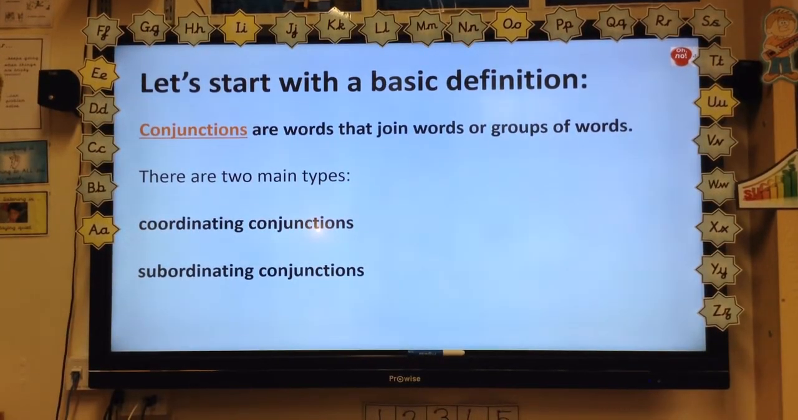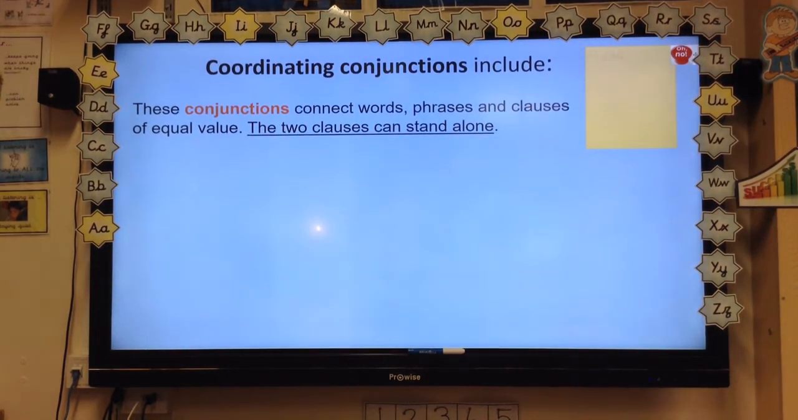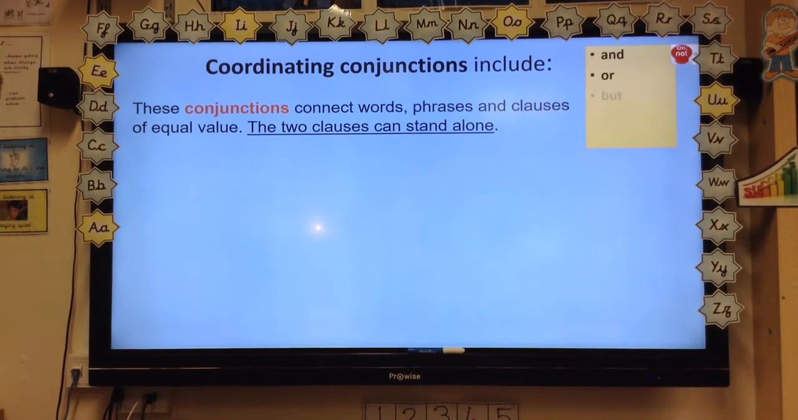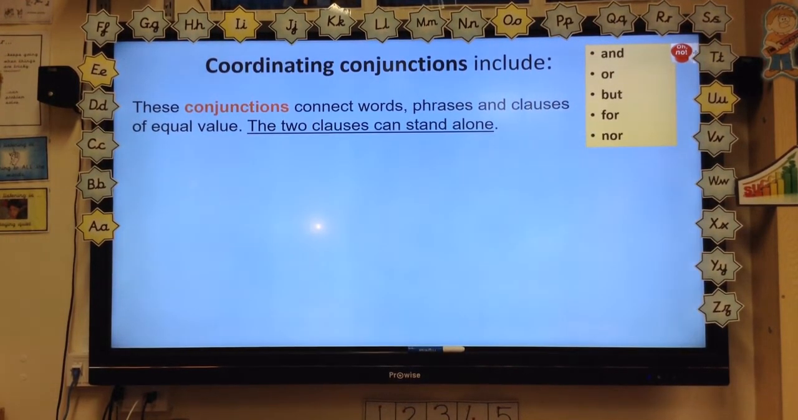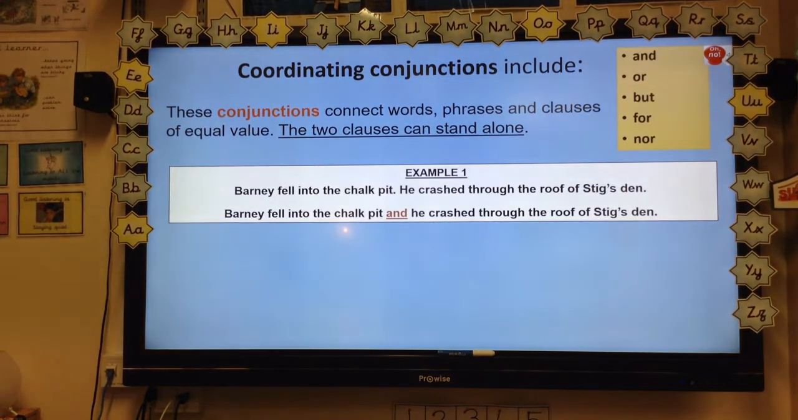Let's recap both types. Coordinating conjunctions include and, or, but, for and nor. These conjunctions connect words, phrases and clauses of equal value. The two clauses can stand alone. Let's look at two examples. We're going to look at the writing we did about Stig of the Dump to help us.